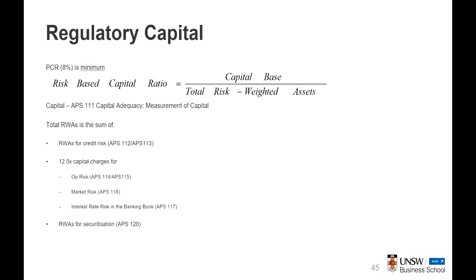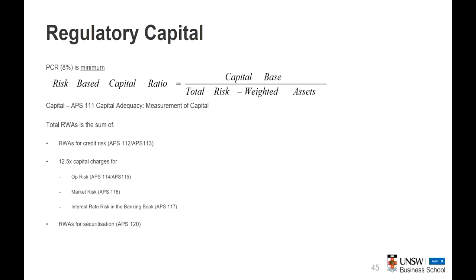So, how do we do the calculation? Basically, with that equation we're used to by now. How do we calculate total risk-weighted assets? We calculate risk-weighted assets for credit risk, and there's two standards, APS 112 and APS 113. 112 is standardized approach, 113 is internal ratings-based approach.